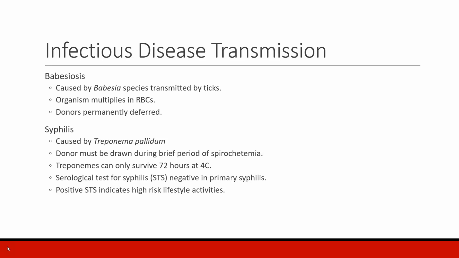The serological test for syphilis is negative in primary syphilis. A positive serological test for syphilis indicates high-risk lifestyle activities, which is why donors would be deferred. How do you acquire a sexually transmitted disease? Through unsafe sexual practices. How is HIV transmitted? Through unsafe sexual practices.